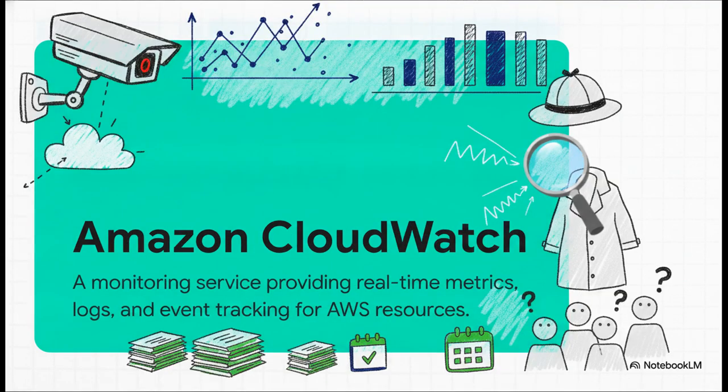And then we have Amazon CloudWatch. This is a monitoring and observability service that gives you real-time metrics, logs, and event tracking. Basically, it's your CCTV camera and your detective's magnifying glass all rolled into one. It's absolutely crucial for monitoring exactly what our invisible Lambda worker is up to.